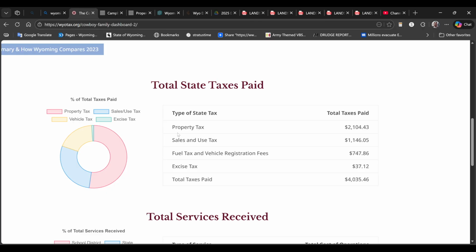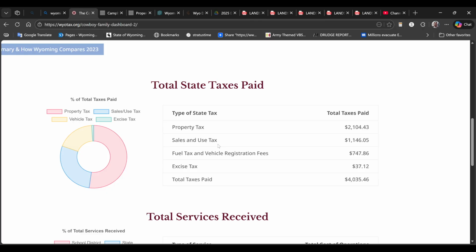But as you can see here, the total property tax for this $350,000 home for a family of four that makes $150,000 a year, they pay a total tax liability, according to this data, of around $2,100, right? So that's their property tax. Their sales and use taxes that they pay, it's estimated here, is around $1,146. The fuel tax and vehicle registration fees that they pay is $747.